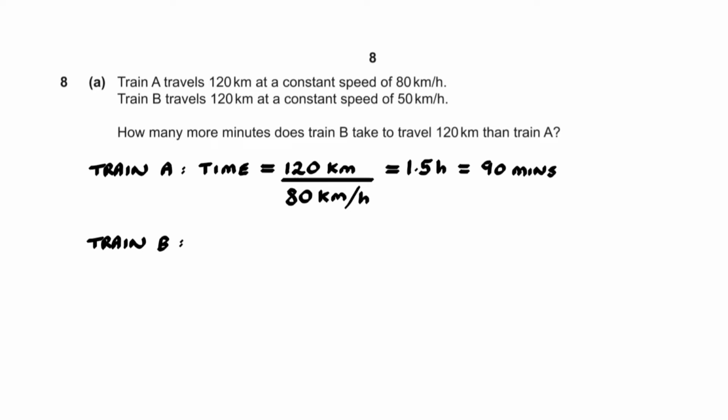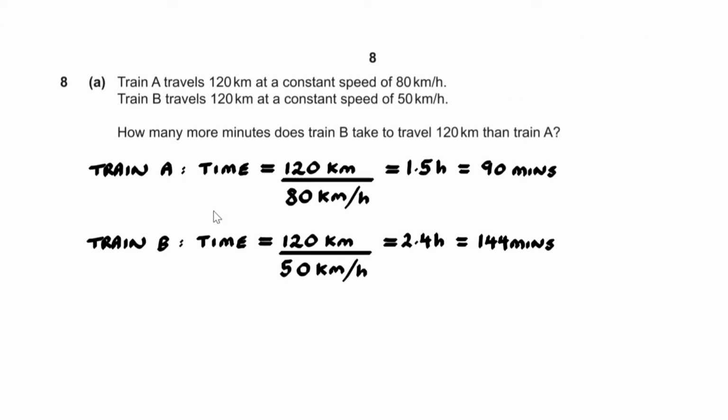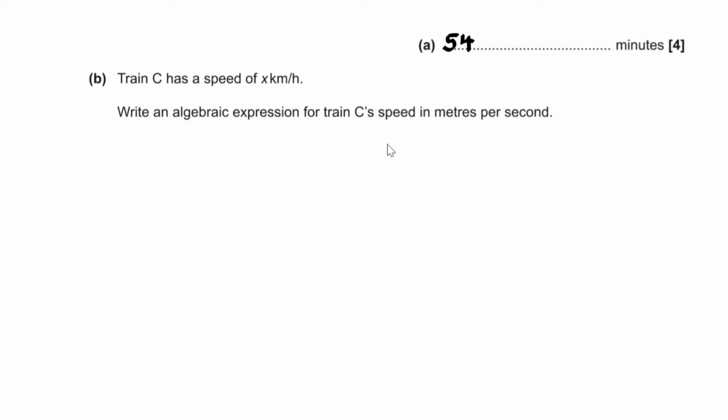Similarly for train B, the time it takes, we've got the distance 120 kilometers, we divide by the speed 50 kilometers per hour, and working this out we get 2.4 hours. And if I multiply 2.4 by 60 to convert it into minutes, we get 144. So B takes 144 minutes. We need to find out the difference between these. So 144 subtract 90 is 54. So therefore, train B takes 54 minutes more to travel 120 kilometers than train A.